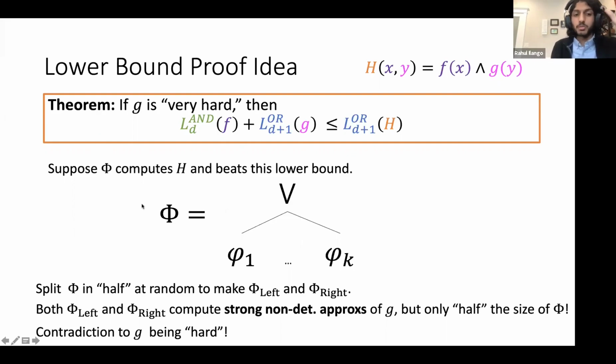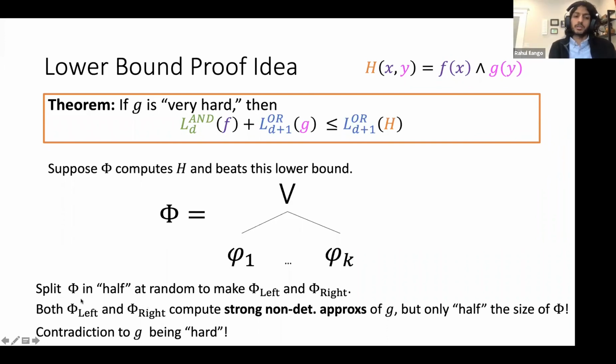If you come up with a formula that computes h very cost effectively, you can translate that into a formula for computing g that's very cost effective. That's how we get our contradiction. The way you transform this formula phi for h into a formula for g is very simple. You take the depth d+1 formula for computing h and split it in half at random. Each subformula goes to the left side or the right side, and you get some formula on the left and some formula on the right.